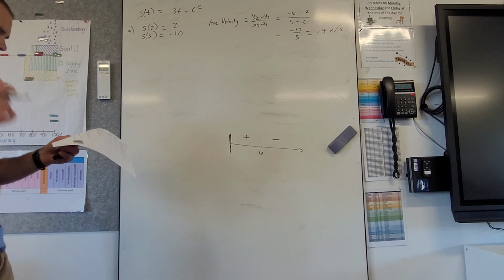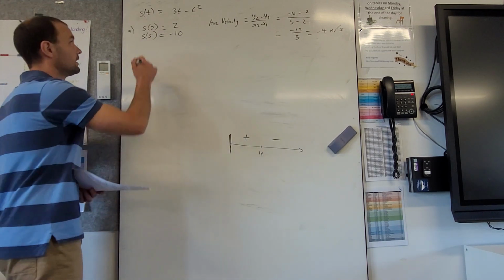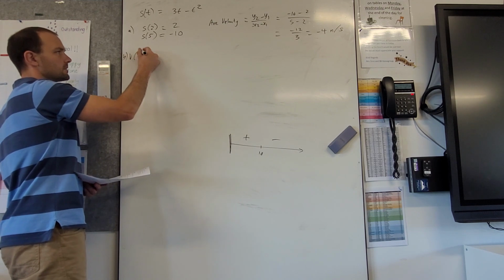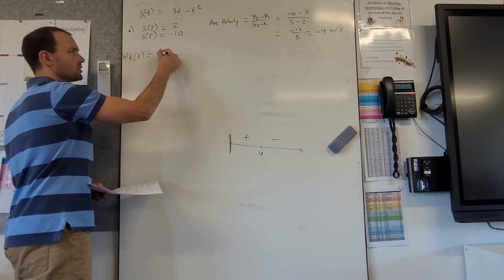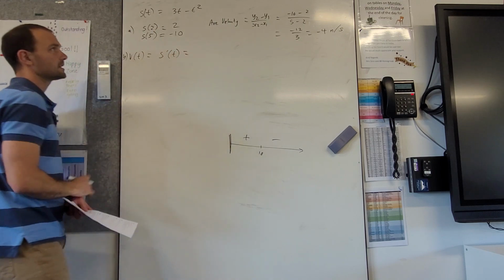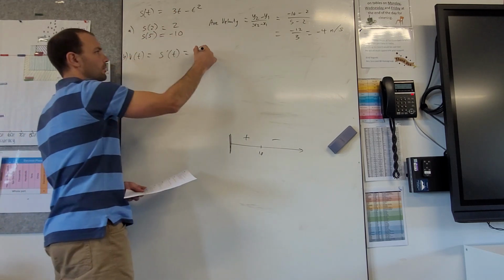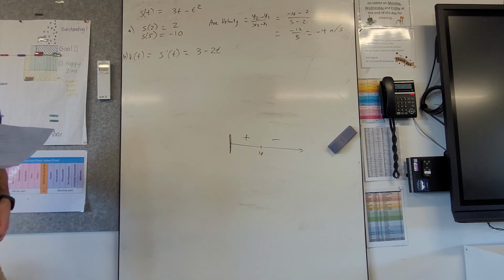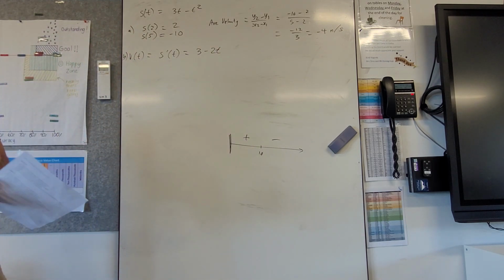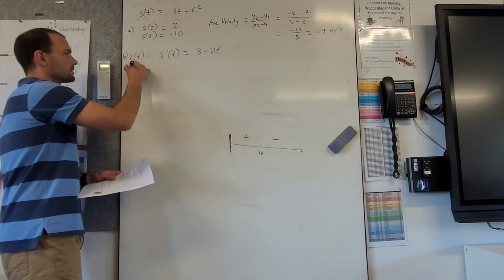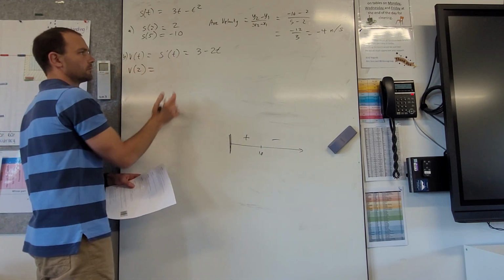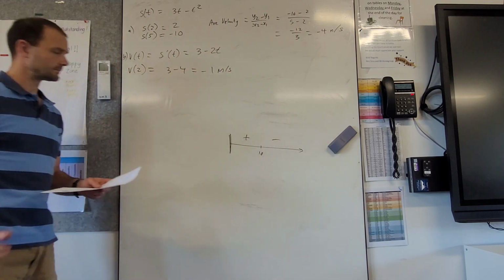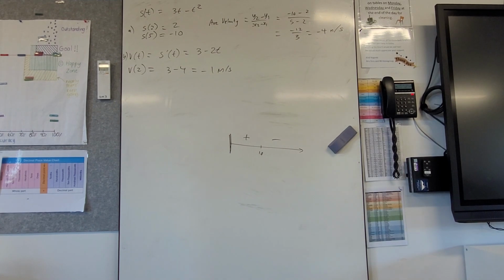Part B, find the instantaneous velocity. Okay, so that's average velocity, but remember, instantaneous velocity means we need the velocity function, which is the derivative of the displacement function, which would be 3 take away 2t. And we need to know what's the velocity when time is 2. So we put time is 2 into that equation.